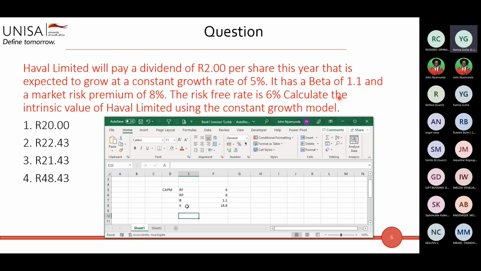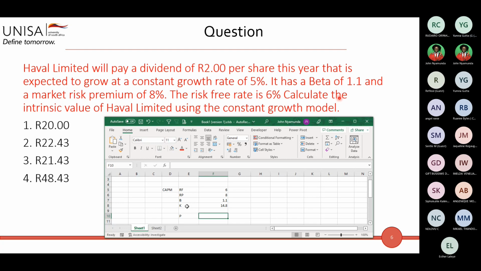Right. So our price P is equal to D1. Do we have D1 there? Before you go further, our formula, is it not risk-free plus market premium?